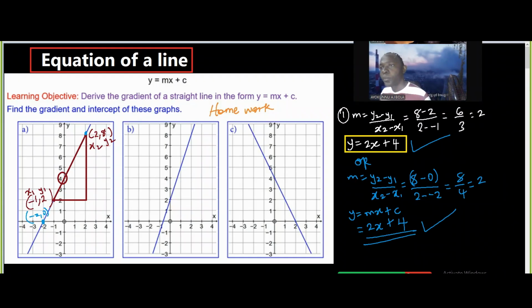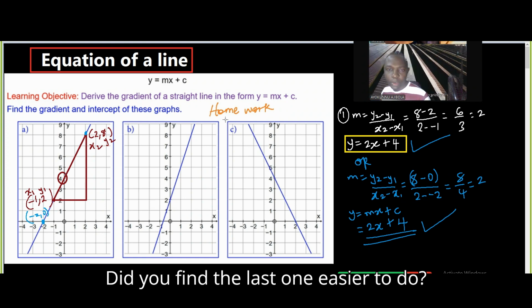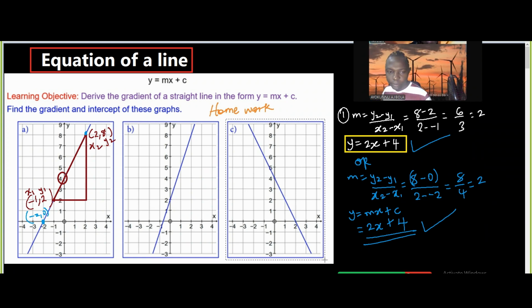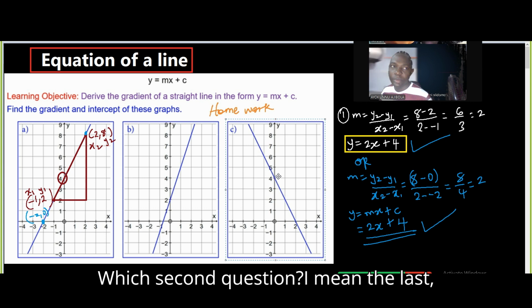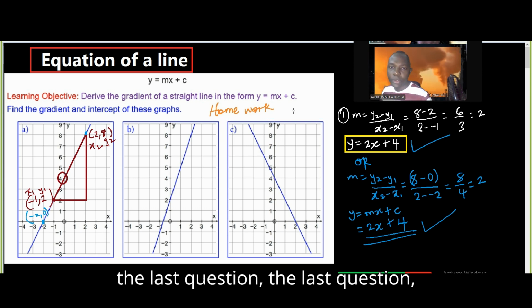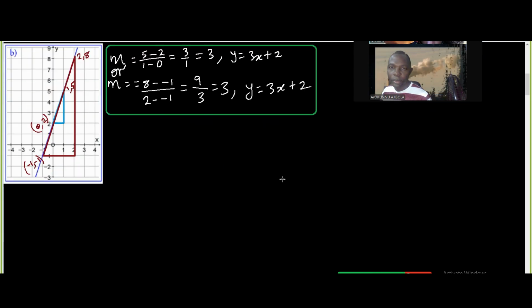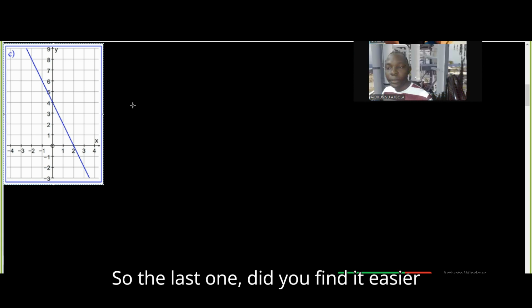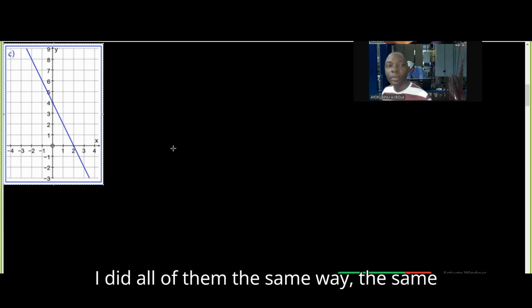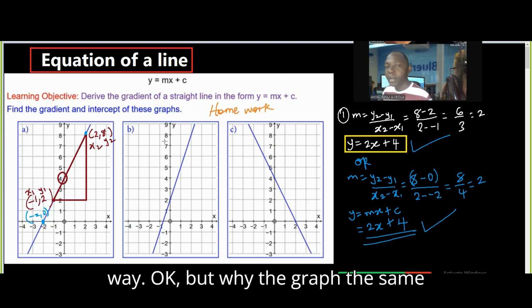Did you find the last one easier to do? Which last one? The second question. I gave you three questions; we've done two. So the last one, did you find it easier to do? I did all of them the same way. The same way? Okay. But why the graphs the same way?